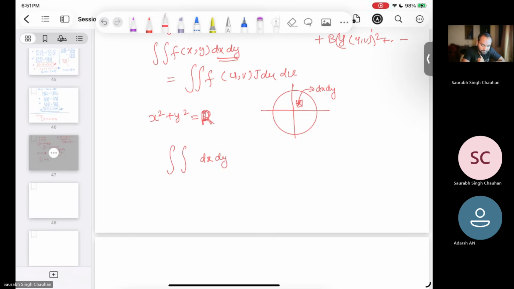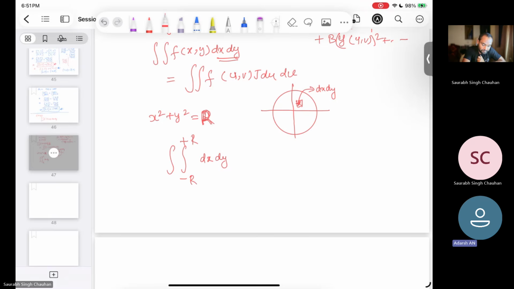So 0 to R. Both are 0 to R, not just 0 to R, but minus R to plus R, right? Yes, 2 times. Sorry. 0 to R, minus R to plus R. And what will be the limits on y?